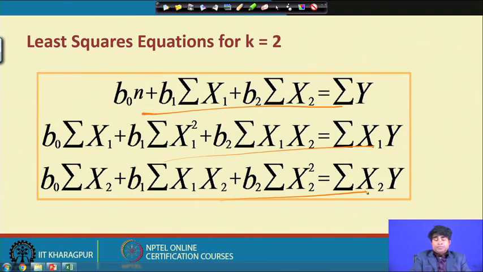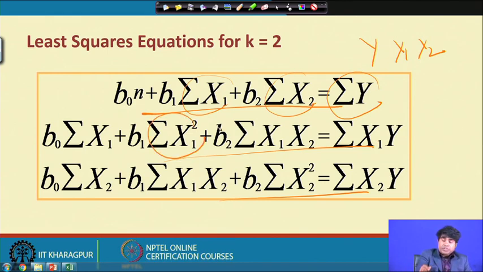So, typically you have y, x 1 and x 2. Now you need summation x 1, summation x 2, then summation y. That means, with respect to the data, you can find out these summations, then you need summation x 1 square, summation x 1 x 2, and summation x 1 y.